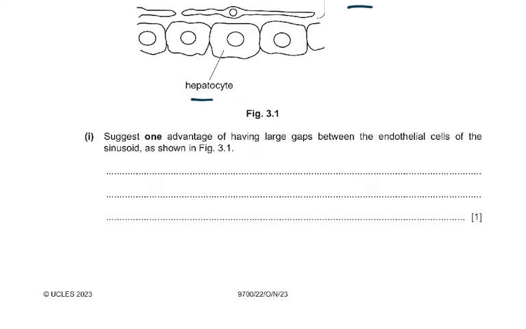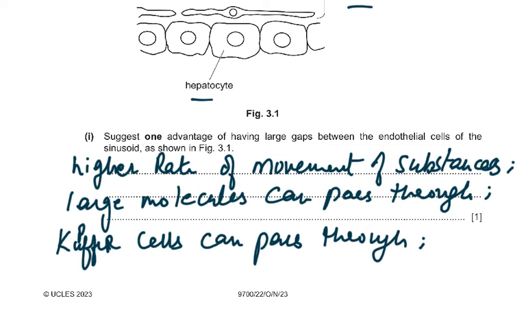Now, why would they have gaps? There has to be some sort of communication. So a higher rate of exchange of substances. Substances do not have to cross a cell layer into and out of the endothelial cell; otherwise they would first enter the endothelial cell, then go out of the endothelial cell. That's going to be very troublesome. So large molecules, you can say plasma proteins, can pass through, and Kupffer cells can pass through into the tissue fluid because they are phagocytic cells. Phagocytic cells can move out of capillaries. So higher rate of movement of substances, large molecules can pass through, Kupffer cells can pass through.